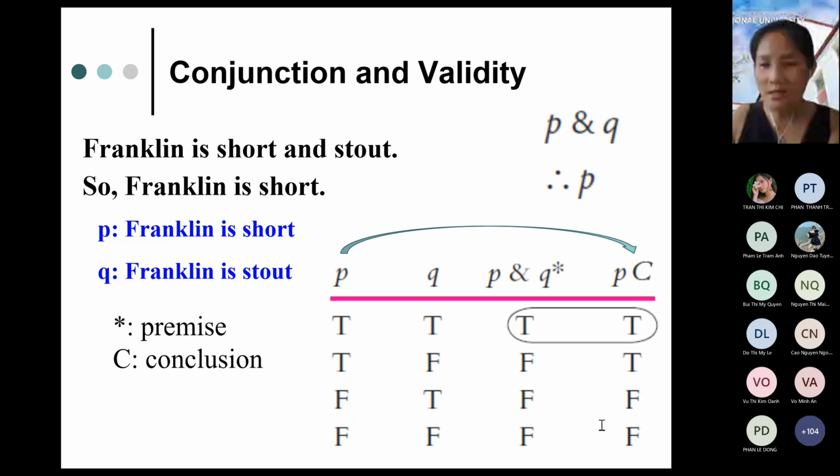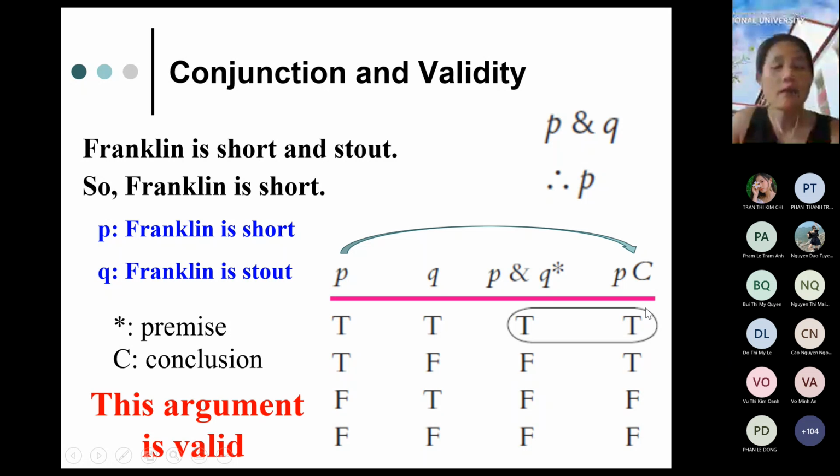Phương Nhi also, Trúc Na, Thảo Trang, Minh Thi, Công Sáng, Anh Huy, Hồng Nhung, very good. It is valid because we couldn't see any row that has the premise true but the conclusion false. Therefore, this is a valid argument.